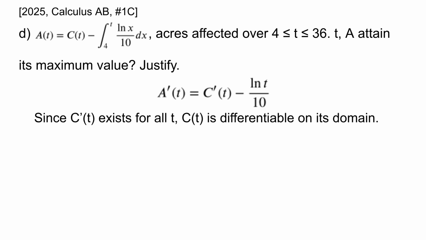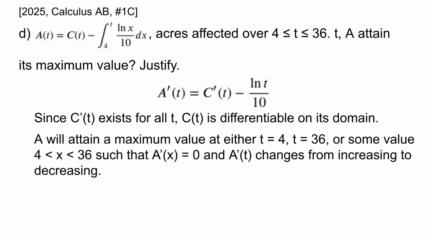And since we're given a function c prime of t in the question stem, we can assume that c prime of t exists for all t. This implies that c of t is differentiable on its domain. This means that the extreme value theorem is in play, so the function a will attain a maximum value at either t equals 4, t equals 36, or some value of x between 4 and 36, such that a prime of x is equal to 0 and a prime of t changes from increasing to decreasing at that point.